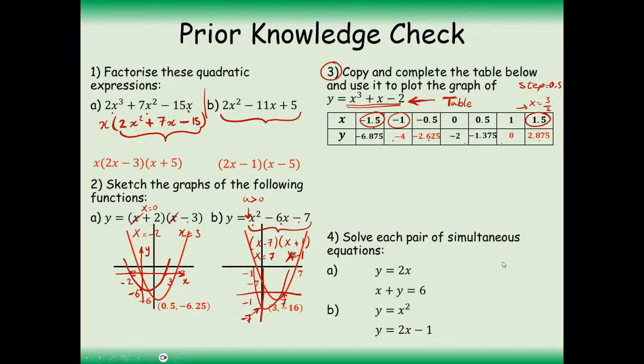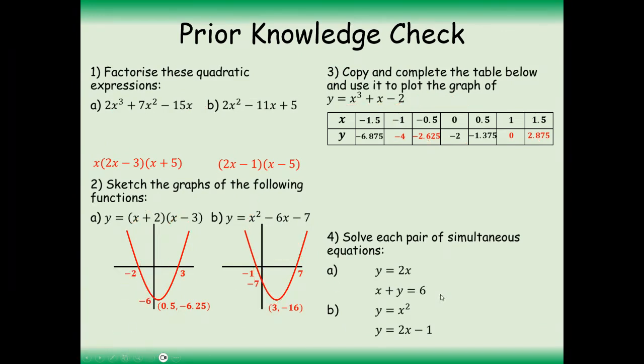And finally, for question 4, it says solve these pairs of equations simultaneously, right? So I've gone into quite a bit of depth showing you how to solve simultaneous equations. You should be able to do them by now, but you can simply substitute 2x here. We'll have 3x equals 6, so x equals 2, and y equals 4. That's not hard to do.